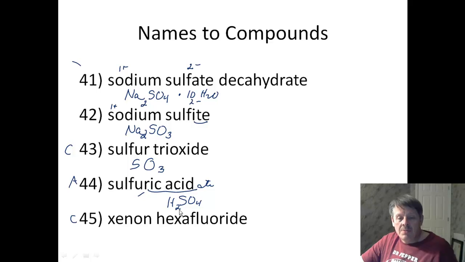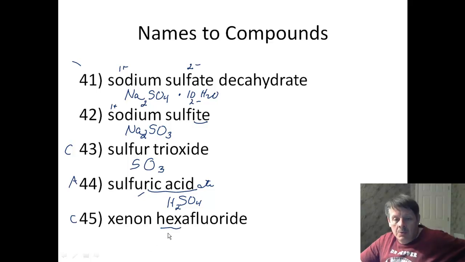And number 45 is xenon hexafluoride. Again, we have this prefix. So it's going to be Xe, hexafluoride, so it's XeF6.